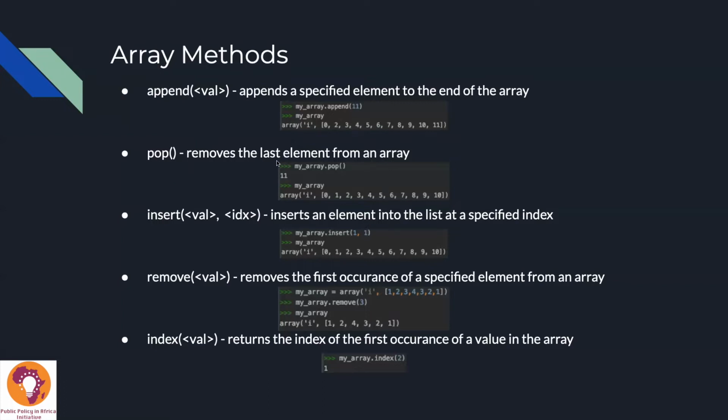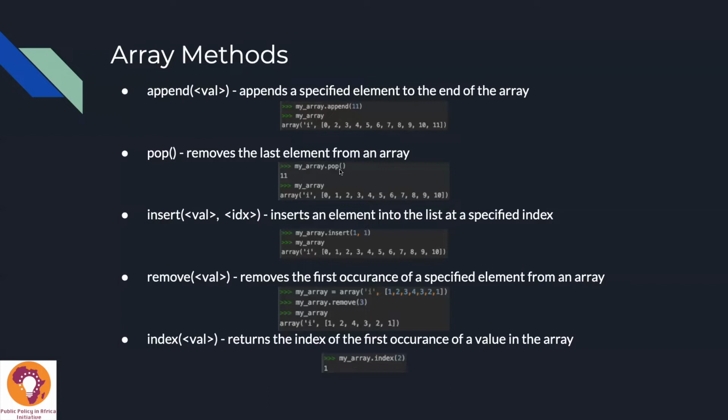Pop removes the last element from an array, and it'll also return that value. So if I call my array and I call the pop method on my array, and then output my array again, I'll see that the 11 is no longer on that array. And just keep in mind, as I go down the slide here, I'm using the same array from above throughout. So every modification I make here, I am modifying that same array.